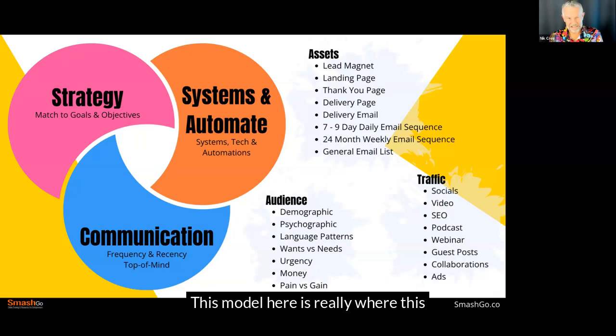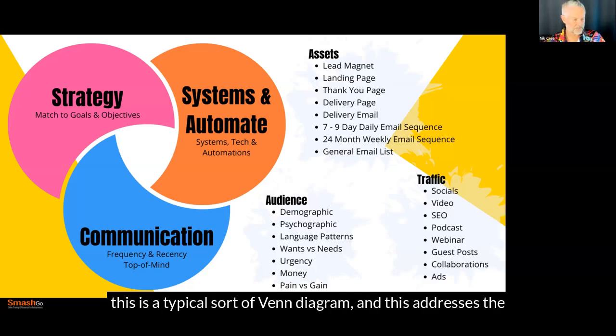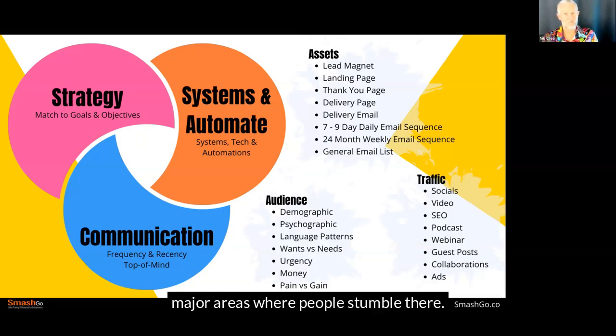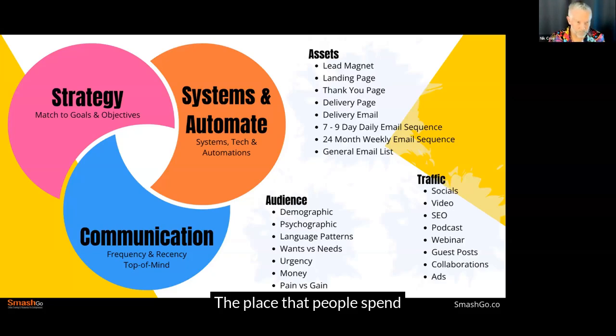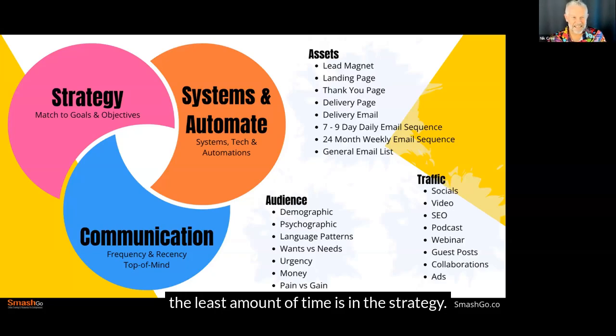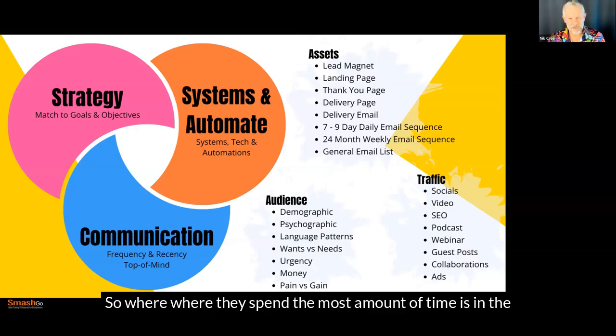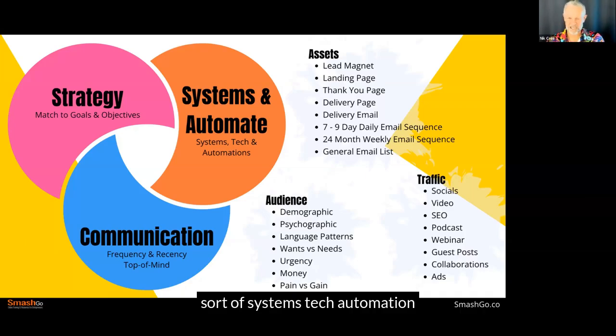This model here is really where you bring it all together. There are 3 parts to this. This is a typical Venn diagram, and it addresses probably the major areas where people stumble. So you've got strategy, you've got systems and automation, and you've got communication. The place that people spend the least amount of time is in the strategy. Where they spend the most amount of time is in the systems, tech, automation area.